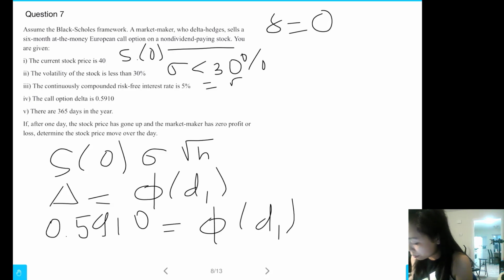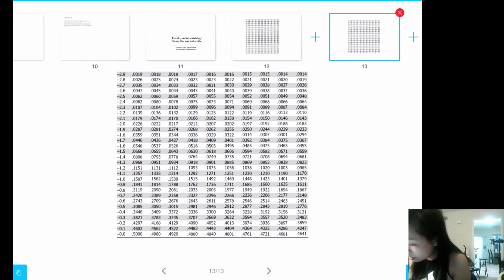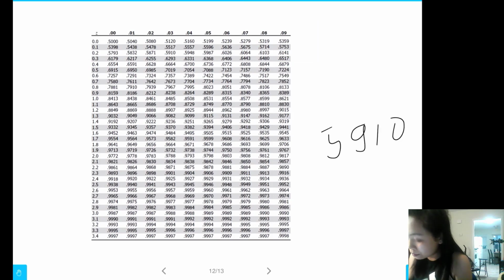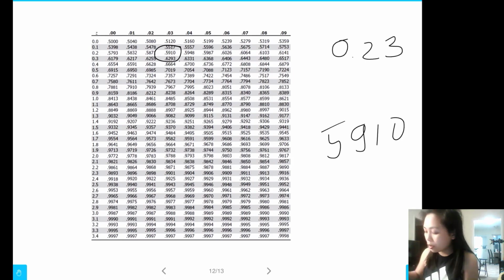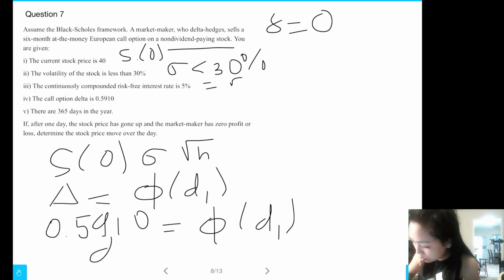So let me switch to d1. I'm going to use the z table to find d1. 0.5910. It should be in the positive table. 5910 is right here. See that? So the z-score should be 0.23. All right, now we go back. So d1 is 0.23. I'm going to write here 0.23.